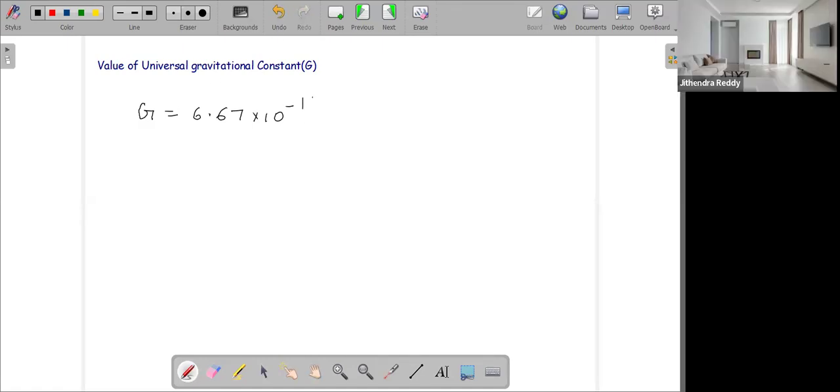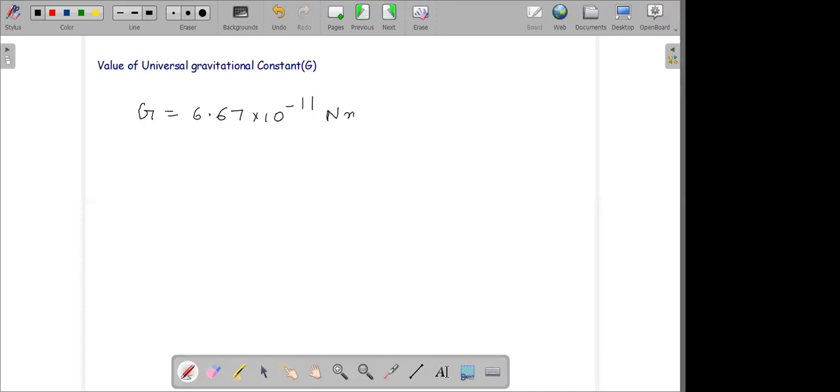6.67 multiplied by 10 to the power minus 11, and its units are Newton meter square per kilogram square. Per kilogram square is written as kilogram to the power -2. So how can we write this unit as per kilogram square? How did we obtain this unit?